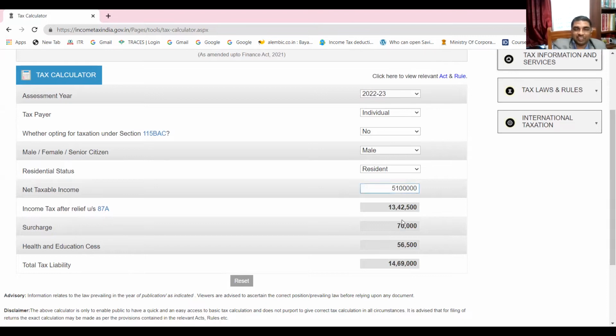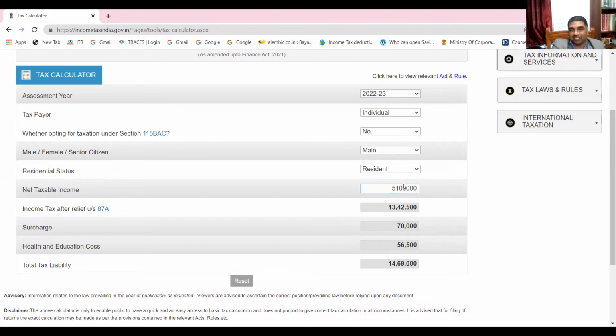Now you see, surcharge amount is there or not? And what percentage will this surcharge be? It's 10%. And if it is more than 1 crore? Then it's 15%. More than 2 crore? 25%. So like this, you have to calculate.